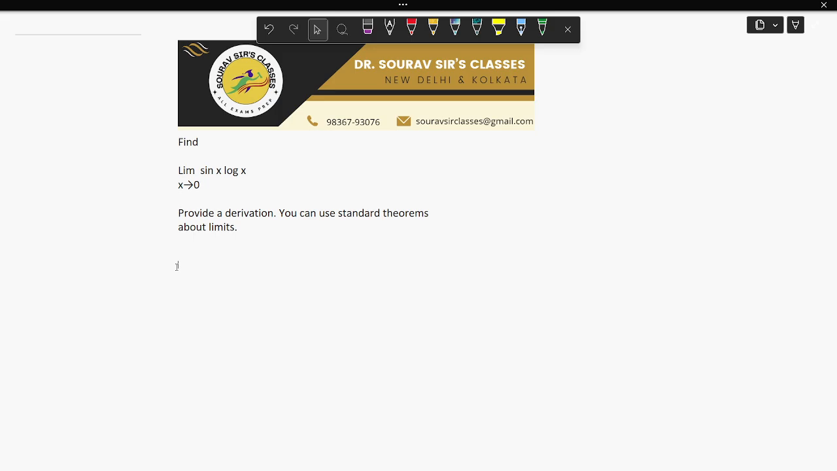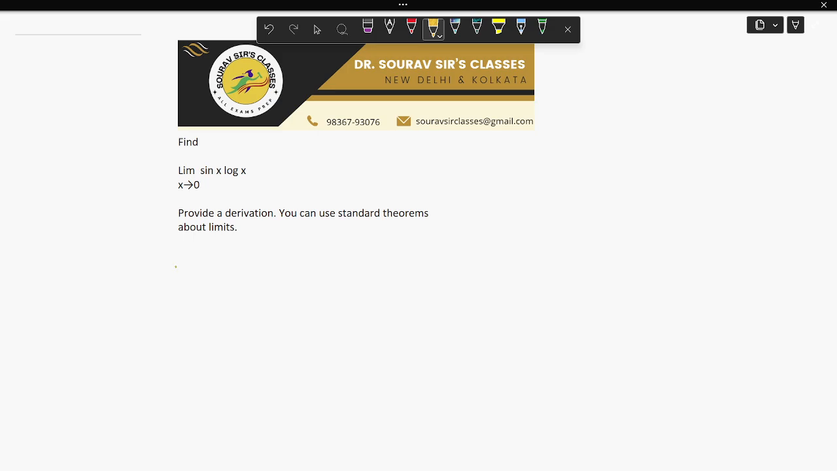Okay. So now we are going to solve a problem which appeared in the ISI QEA JRF question paper. The question is telling us that we have to find the limit as x tends to 0 of sin x log x. Provide a derivation, and you can use the standard theorems about limits. So we are tasked with evaluating the limit, limit x tends to 0 of sin x log x. Now we are going to analyze the behavior of sin x and log x.